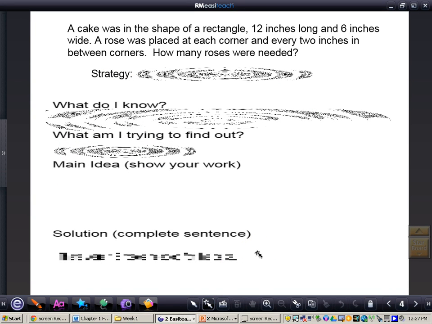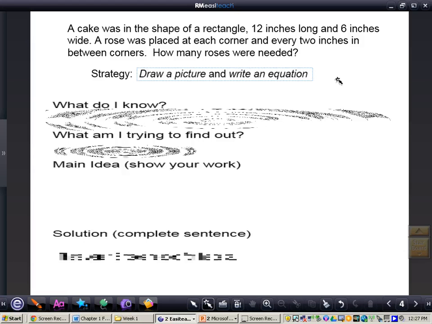Okay, so we have a word problem here. It says a cake was in the shape of a rectangle, 12 inches long and 6 inches wide. A rose was placed at each corner and every 2 inches in between corners. How many roses were needed? Now, we need to figure out this problem. This isn't a simple addition or subtraction or multiplication problem or anything like that. We're going to need to think of a strategy. And the strategy we want to use to solve this problem is going to be draw a picture and then also write the equation after that.